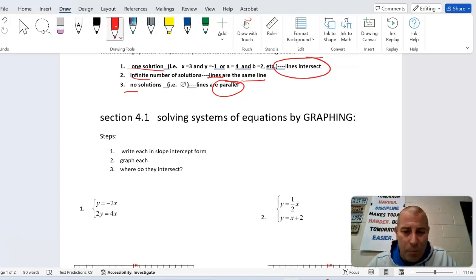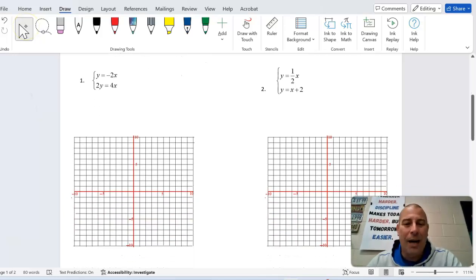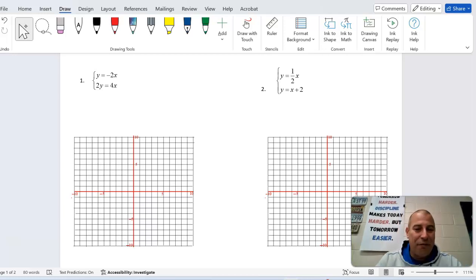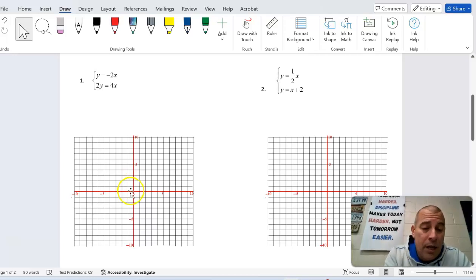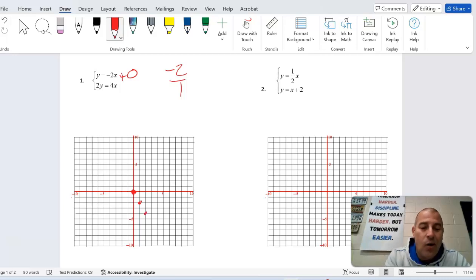It says to write them in slope intercept form, graph them, and simply find where they cross. So let's go after problem number 1. The first line, y equals negative 2x. That's nice, it's in slope intercept form. So we are at 0 for our y-intercept, because technically it's a plus 0. Our slope is negative 2, so negative 2 over 1. So I'm going to go down 2 to the right 1, down 2 to the right 1. Or, remember, it could be 2 over a negative 1, which means I can go up 2 and to the left 1. What we want you to notice here is they're all on the same path of points.